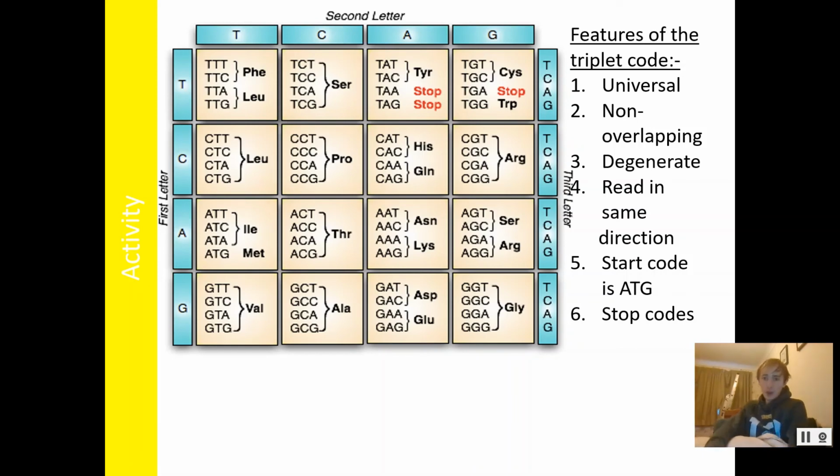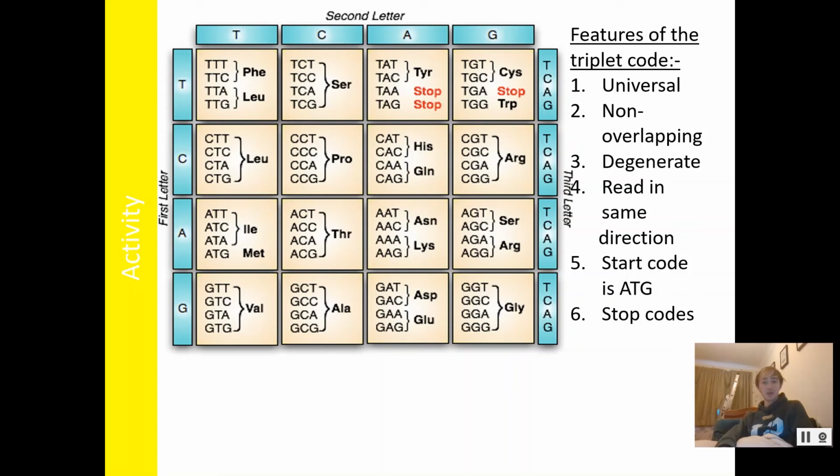Non-overlapping. What that means is that the TGT, top right, always codes for cysteine and never for tryptophan. There is only one amino acid for each code. Degenerate means that there can be more than one code for each amino acid. So, for instance, leucine up here, near the top left, has 6 different codes, all of which will make leucine. They are degenerate.